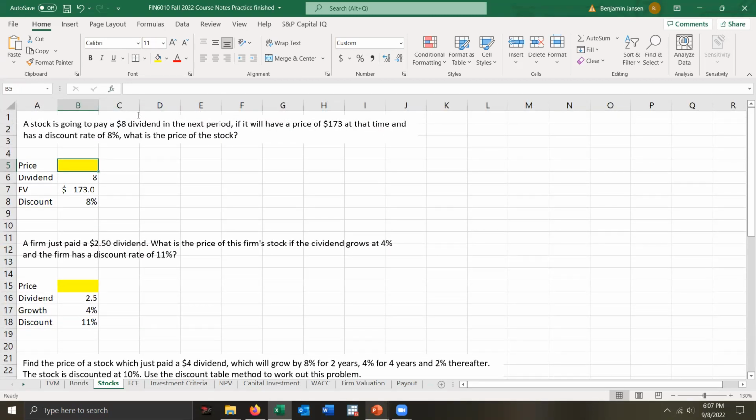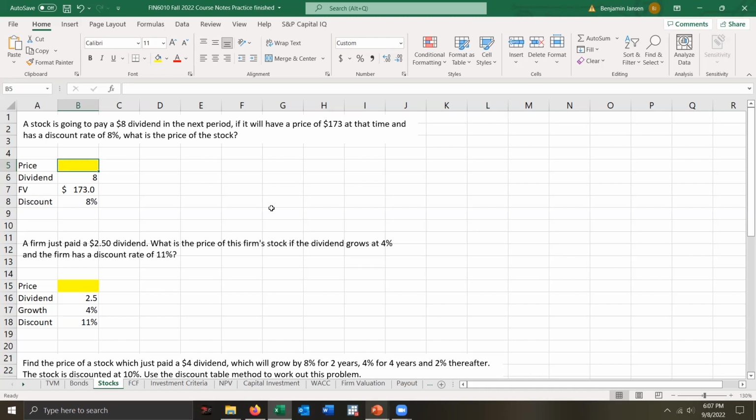Let's say that a stock is going to pay an $8 dividend next year. It has a price of $172 at the time, with a discount rate of 8%. What is the price? In other words, we're forecasting the stock is going to have a price of $172. It's also going to pay out an $8 dividend. So we have to figure out the present value for this stock.